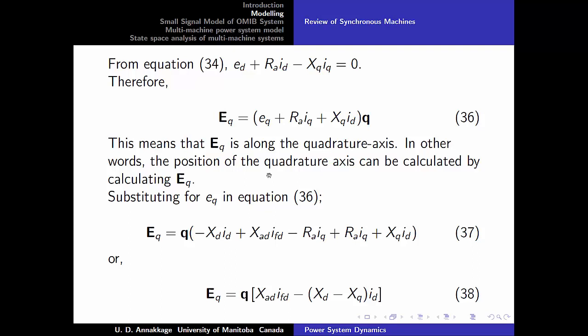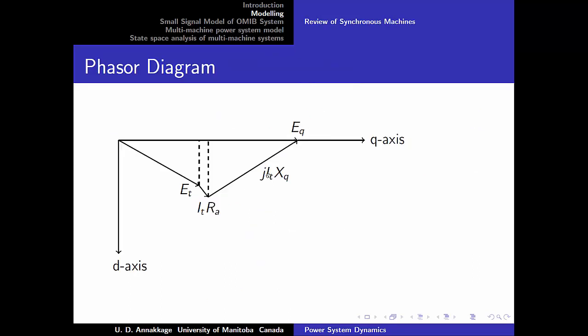This is a very important result because we can compute EQ if we know the terminal voltage and current at steady state. When we know EQ, we know the direction of the Q axis, and hence we can resolve ET and IT into D and Q axis to determine the components ED, EQ, ID and IQ. This is summarized in this phasor diagram. So that's the steady state analysis.